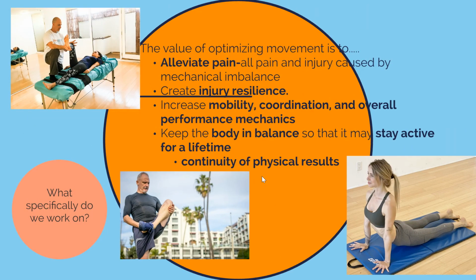The goal of our system and the value of optimizing movement is to alleviate pain. All pain and injury is caused by mechanical imbalance, and so we want to correct those mechanical imbalances. We want to create injury resiliency, so that we don't feel like we are liable to get injured by doing just basic everyday activities like walking the dog or playing with the kids or stuff like that. We want to increase our mobility, our coordination, and our overall performance of our body mechanics. We want to keep these mechanics of the body in balance so that it may stay active for a lifetime.